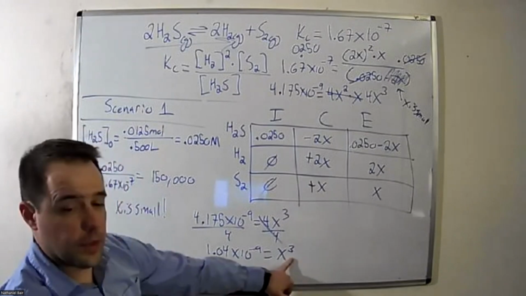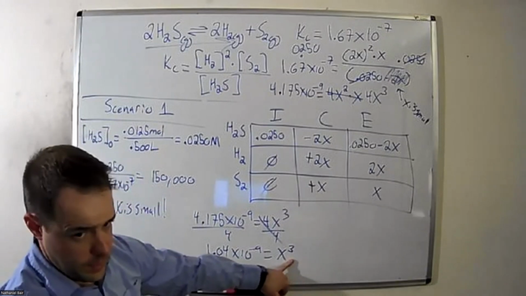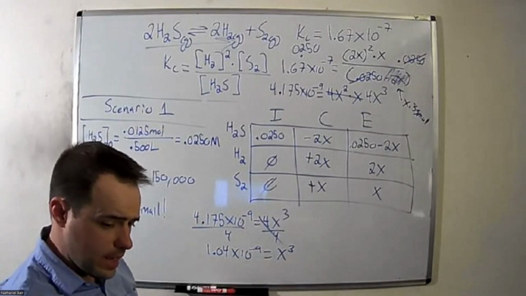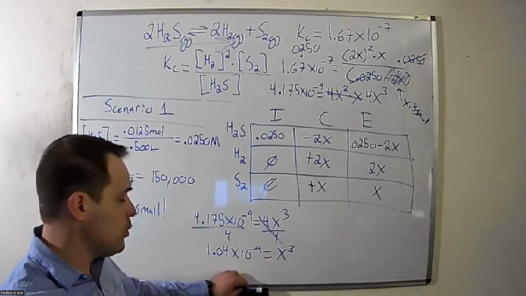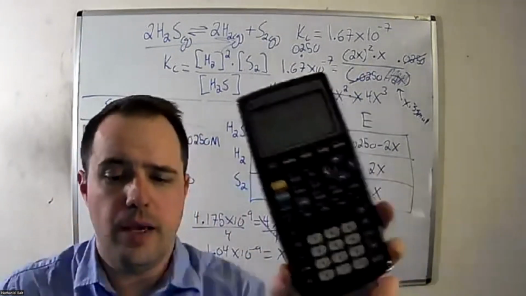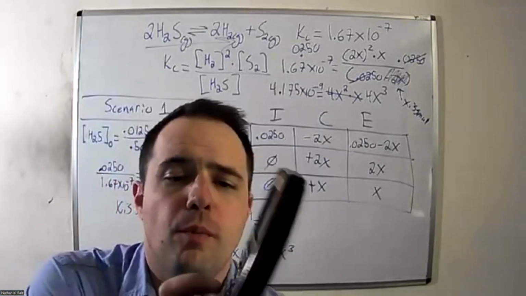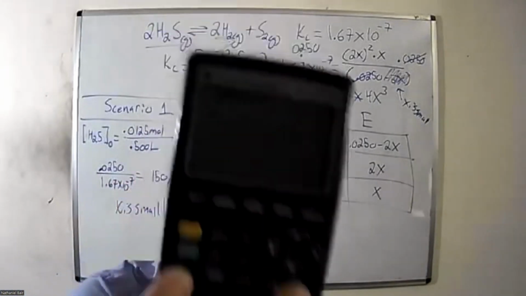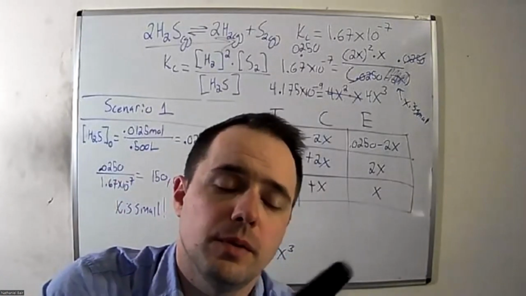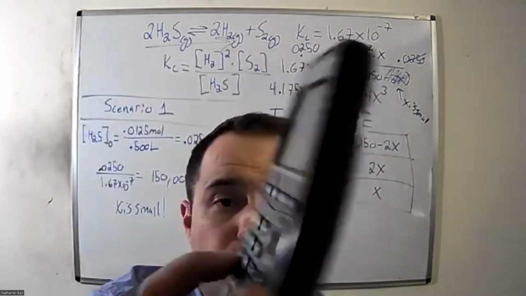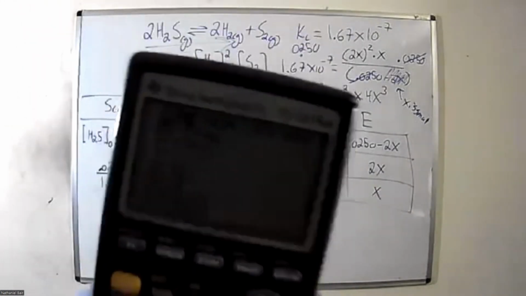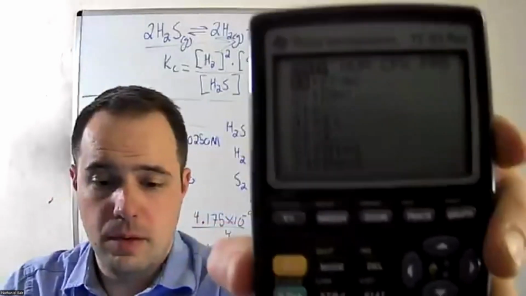I need to get rid of the cube. How do we get rid of a cube? We need a cubed root. Now, on a TI-83 or 84 calculator, where will you find that? Well, you're going to find that under the math function. So if you hit the math button, and math is right under second and alpha, math.